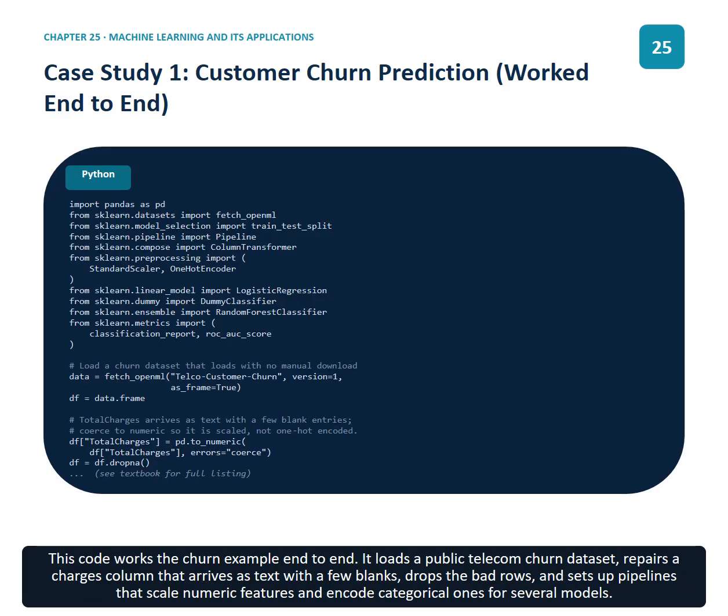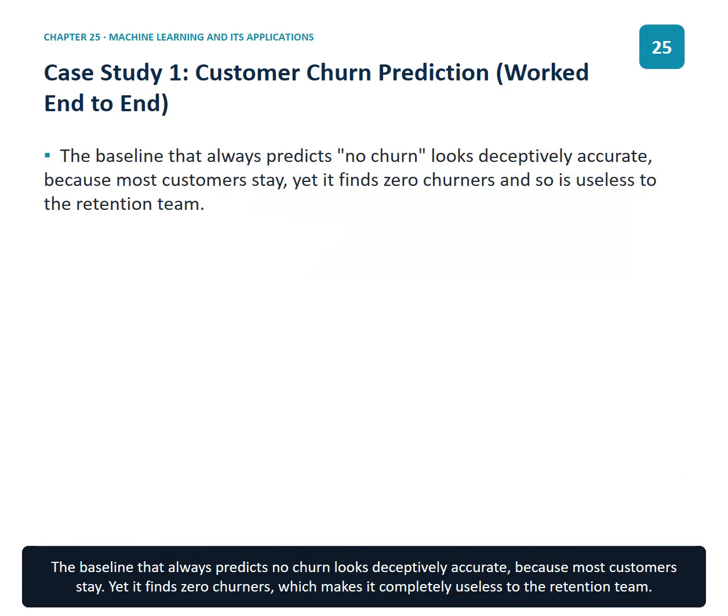It loads a public telecom churn dataset, repairs a charges column that arrives as text with a few blanks, drops the bad rows, and sets up pipelines that scale numeric features and encode categorical ones for several models. The baseline that always predicts no churn looks deceptively accurate because most customers stay, yet it finds zero churners, which makes it completely useless to the retention team.